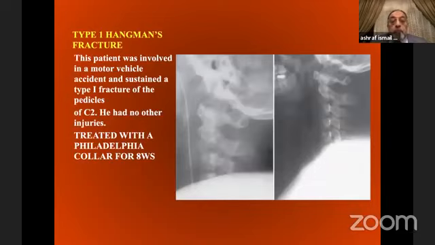Here are some examples. This is type 1 Hangman's fracture, as we see here in this lateral radiograph. The fracture is in place, with a line of fracture that appears reduced, with no angulation and no translation. This is to be treated with a Philadelphia collar for 8 weeks.